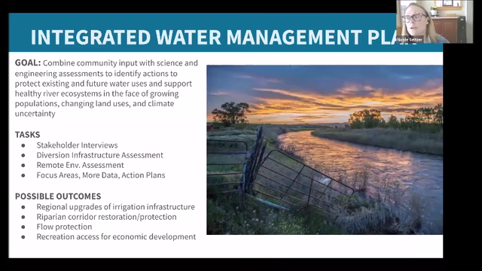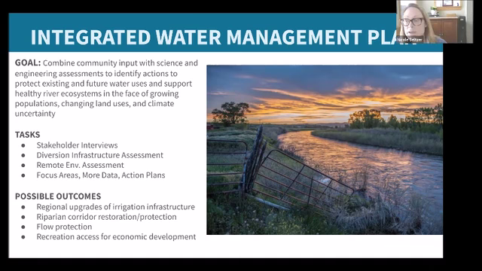In order to address some of this, about 3 years ago, I came to our local Basin Roundtable, which is kind of a water policy and granting organization, and I suggested to them that we do a basin-wide integrated water management plan.